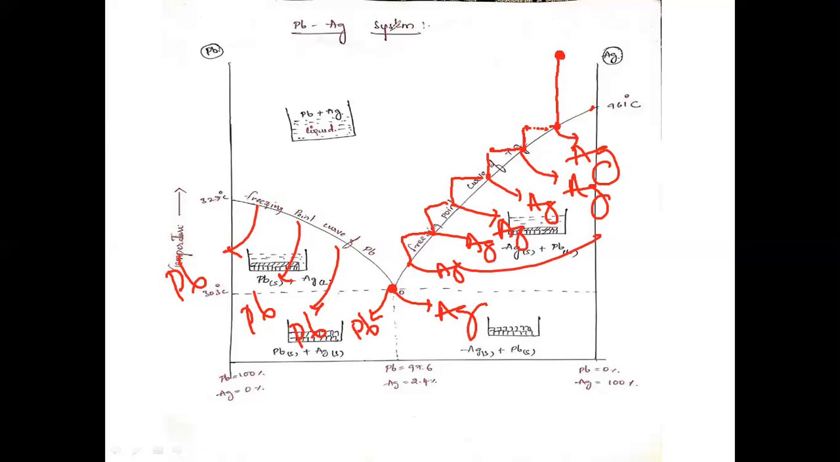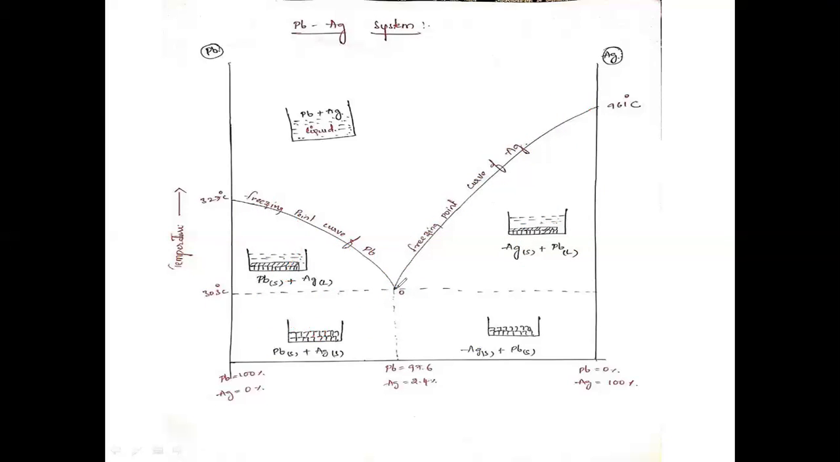That means at a particular point, whenever it reaches that point, which is 303 degrees Celsius, at this particular region the solidification will start with lead and also Ag. That means both Ag and lead are solidifying. So both solidify easily. Then its composition is lead which is 97.6% and the Ag which is 2.4%.